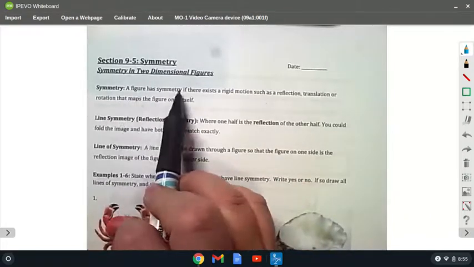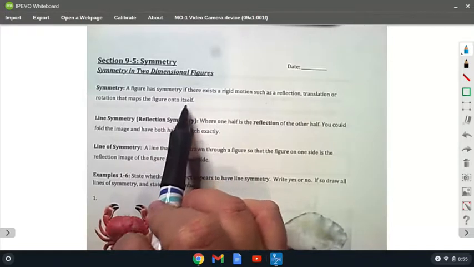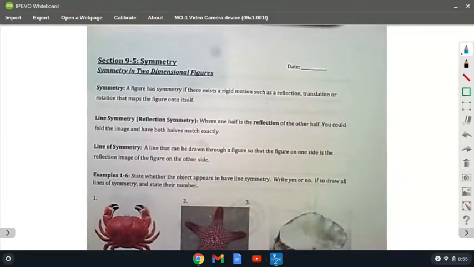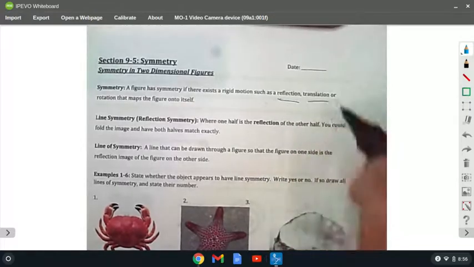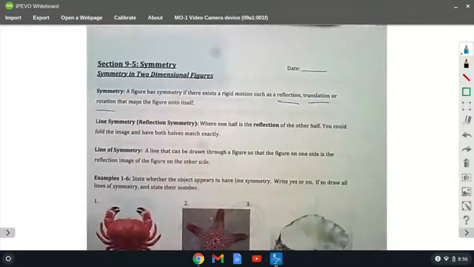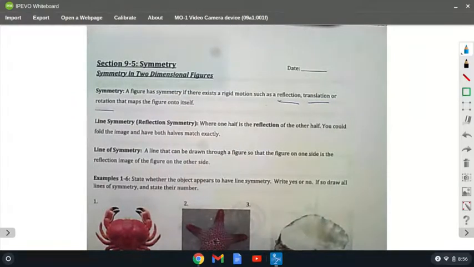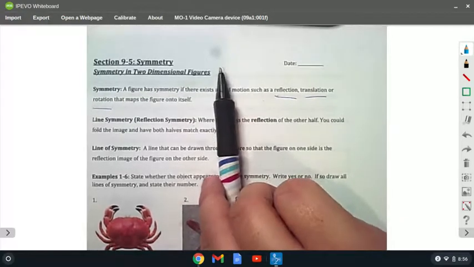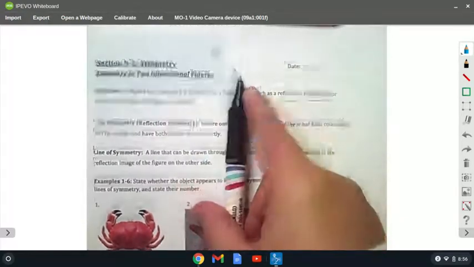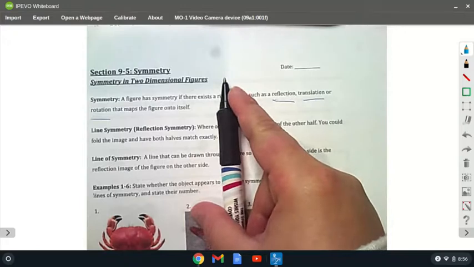So a figure has symmetry if there exists a rigid motion, such as a reflection, which we've done, translations we've done, or a rotation that maps the figure back onto itself. So it's kind of like when we talk about 360, right? If I take this pen and I rotate it 360 degrees, it brings it right back onto where it was.